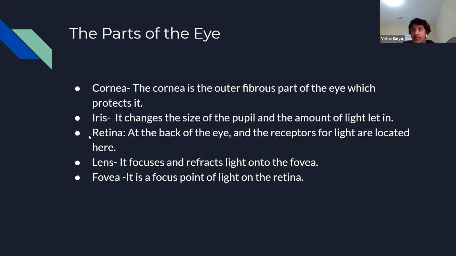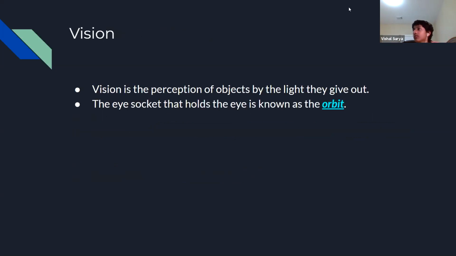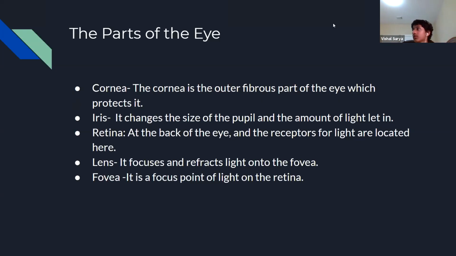And the retina, oh, wait, hold up. Someone in chat asks, are ears made out of cartilage? Yes, they're actually made out of cartilage on your outside ear. Yes, that is true.